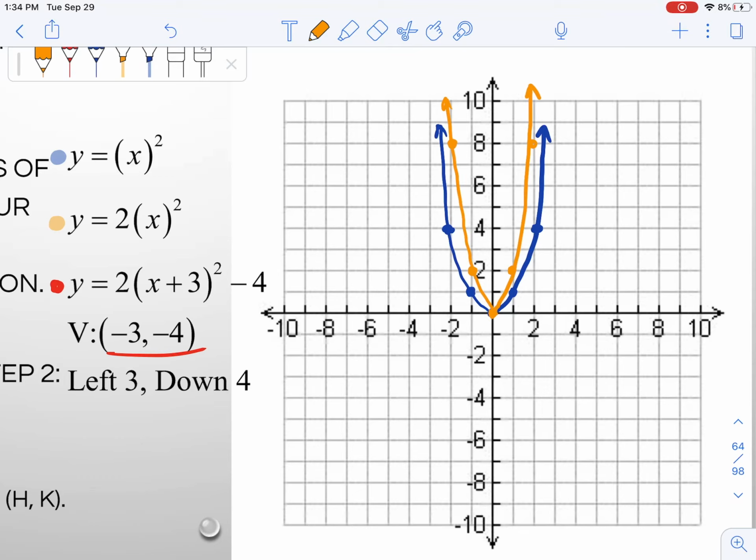All right, and now I'm going to shift it in red according to my vertex, so it's going to go 3 to the left and down 4. So I'm going to have a vertex here at negative 3, negative 4, and we're going to have the following points. I'm going to end up with a final graph. It should look something like this.